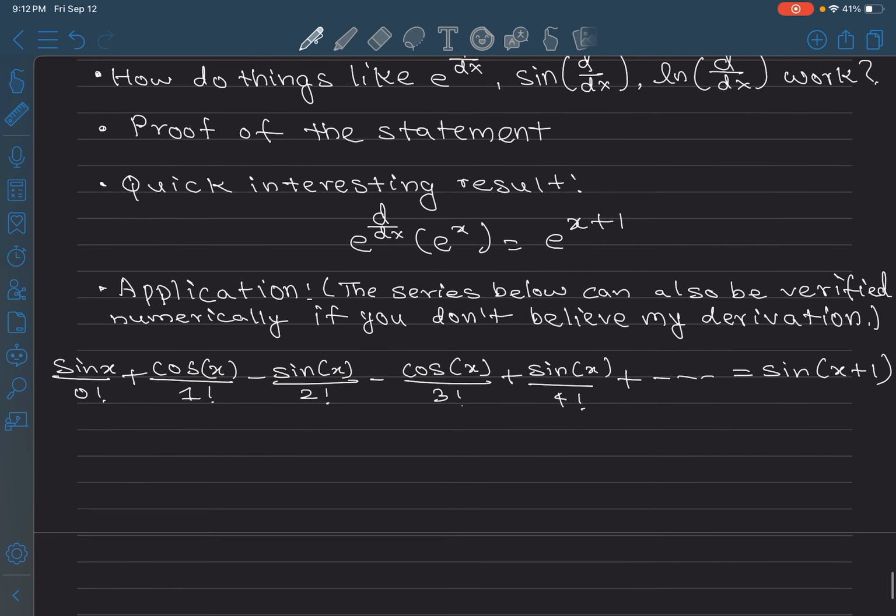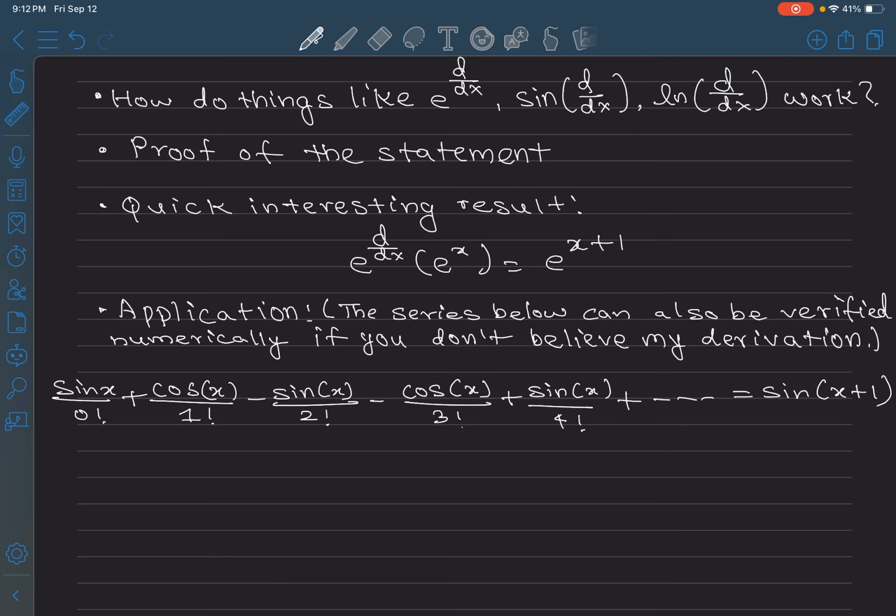Let's begin. First of all, let's talk about e to the power d dx. It works almost like an infinite series. This operator is defined as the sum from n equals 0 to infinity of, now instead of the nth power, it's the nth derivative of some function, divided by n factorial. So this is how it works.